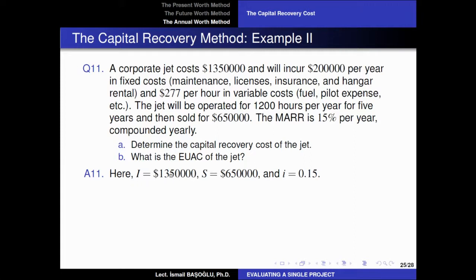The initial cost is 1.35 million dollars and the salvage value at the end of the fifth year is $650,000.